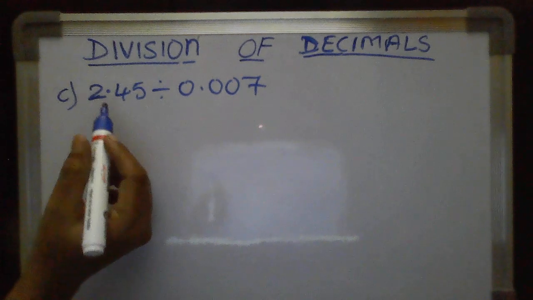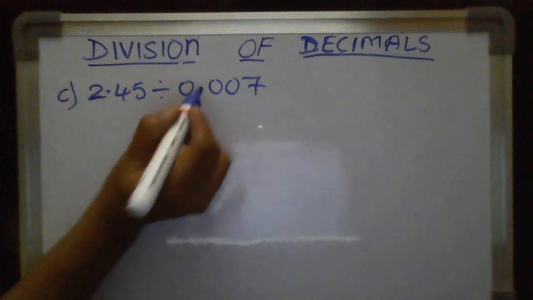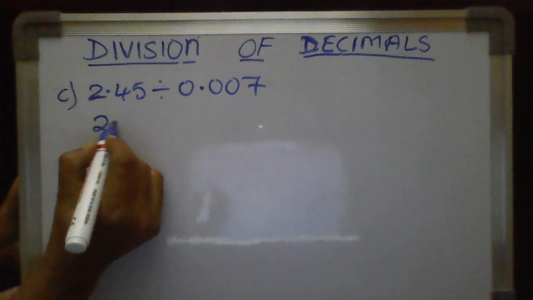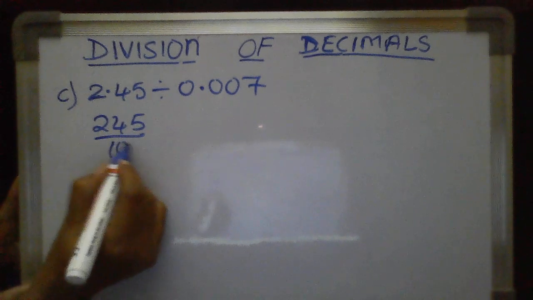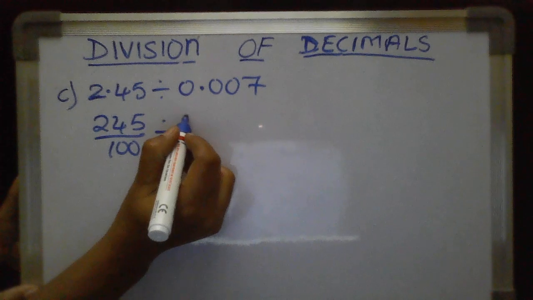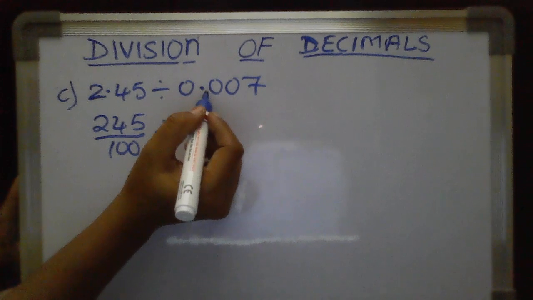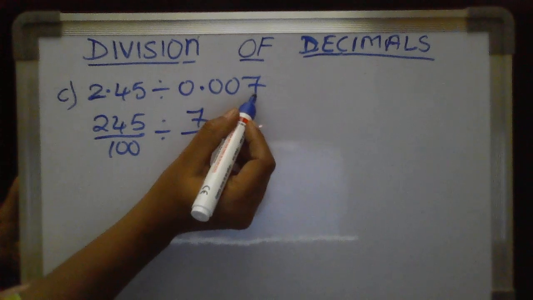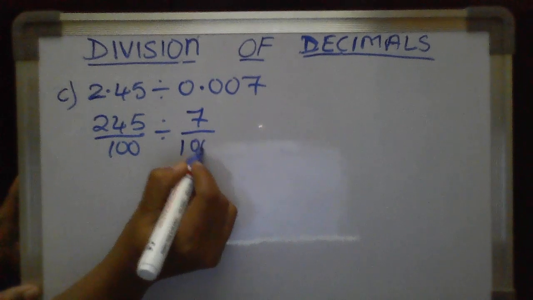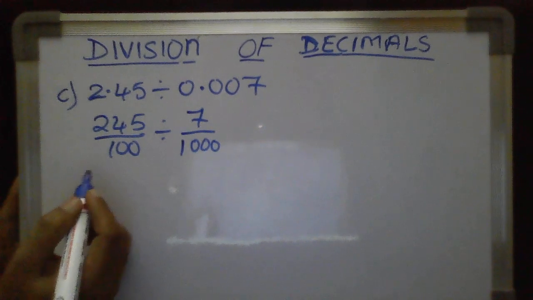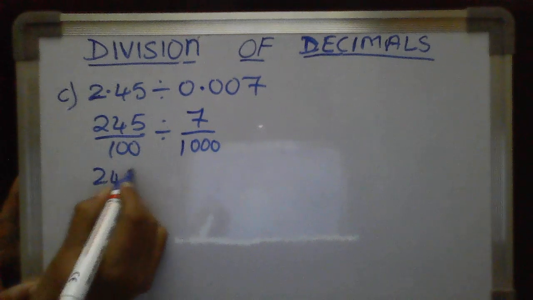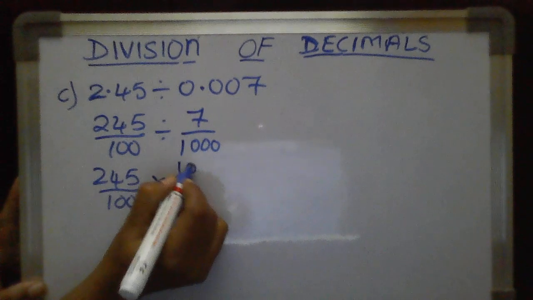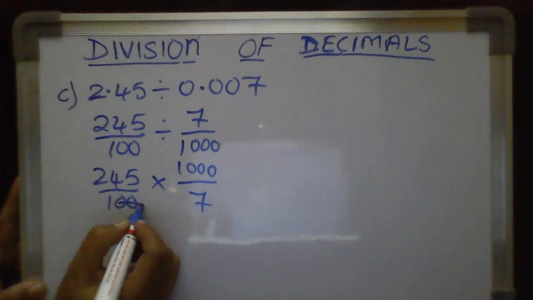So this is the third example here, 2.45 divided by 0.007. So now 2.45 becomes 245 by 100 divided by 0.007, where the zeros don't have any value, so I can just write 7 by, so 7 is in thousandth place here, so 3 zeros, that is 7 by 1000. So 245 by 100 into the reciprocal of this, that is 1000 by 7.